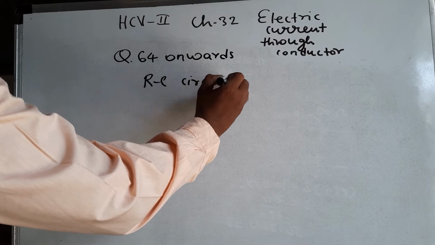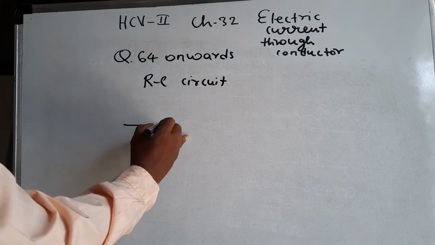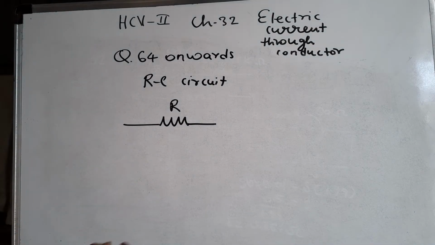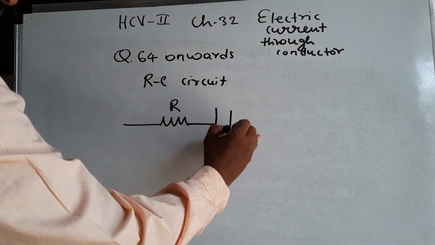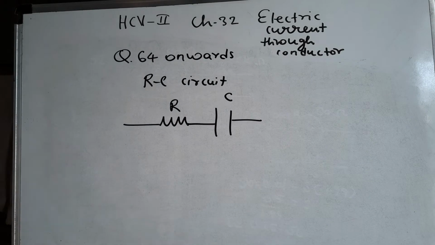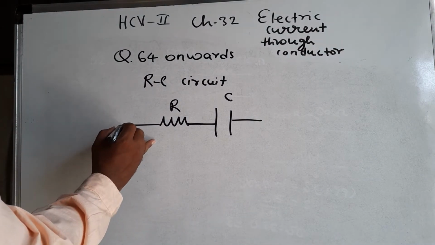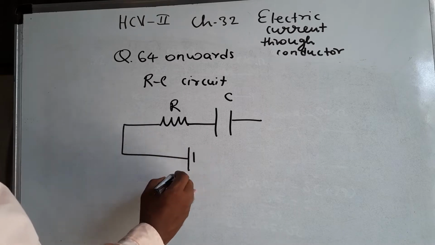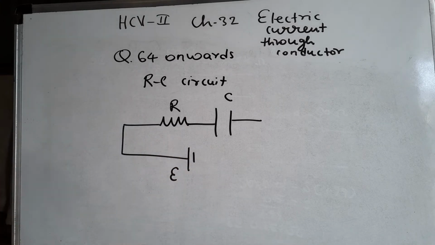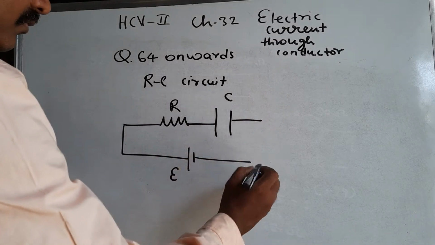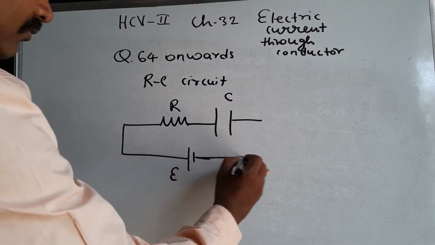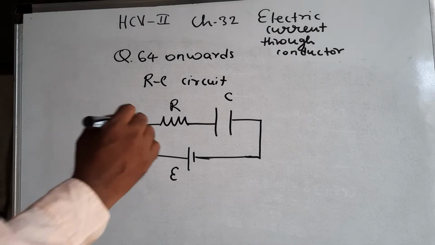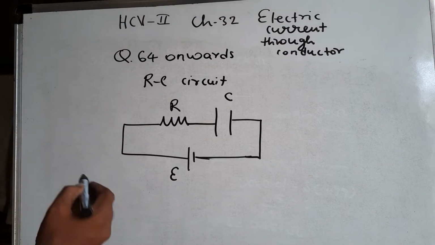Now what is RC circuit? You have resistance, let's say R, and you have capacitor having capacitance C. So to this RC circuit, what if we apply a DC voltage, let's say E? So soon as we close the key, the current will be set up.